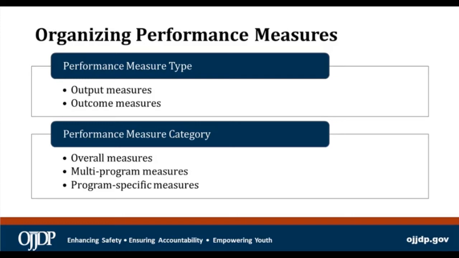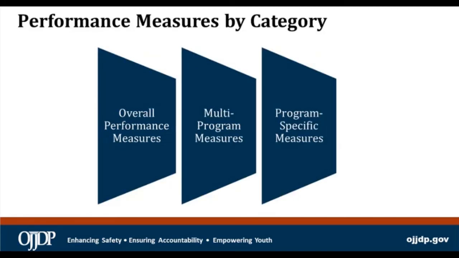The performance measure categories were also broken down into overall measures, multi-program measures, and program-specific measures. In overall measures, grantees will be asked the same overall questions in every program. This allows analysts to aggregate data across multiple programs and assist with responding to ad hoc data requests.